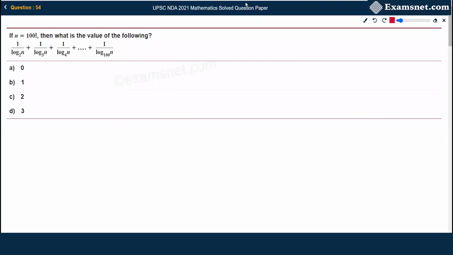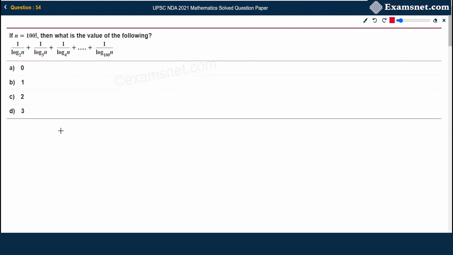Question number 54 states that if n equals 100 factorial, then what is the value of the following? The expression is already given. Now, before we start with the solution, let me discuss a few concepts regarding log.